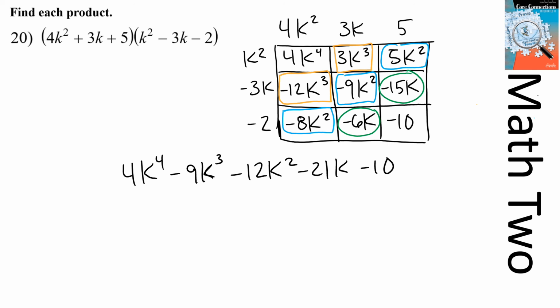So you can see our like terms here. We have the k squareds. There should be 21 of those. I'm sorry, those are just the k's. I said k squareds. Those are just the k's. We have our k squareds, and there should be negative 12. And then finally we have our k to the thirds, and that should be a negative 9. The other two, the 4k to the fourth and the negative 10, weren't like terms with anything else, so we just write them by themselves.